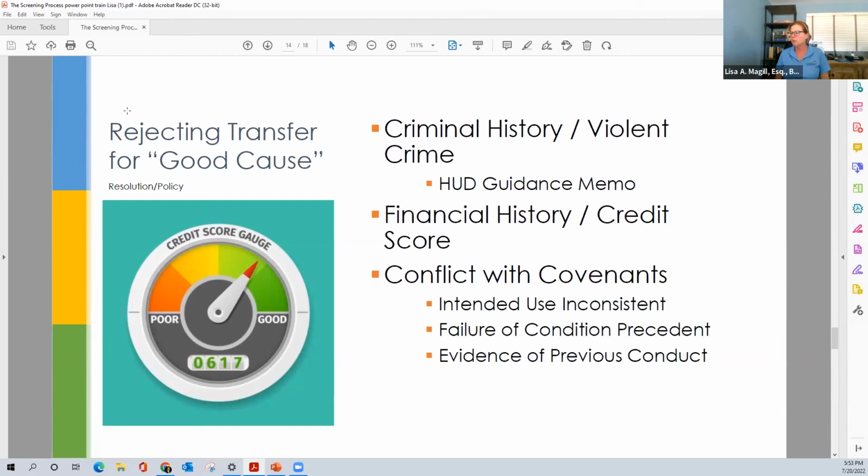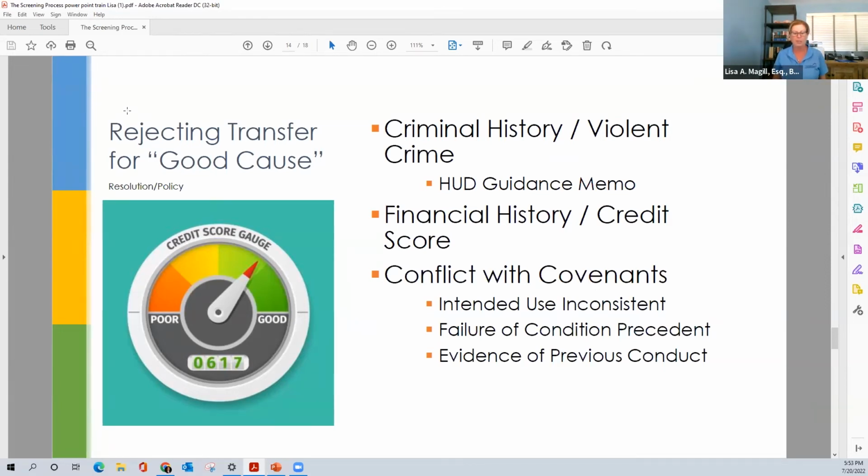And conflicting with the covenants, that's basically what I said. Intended use is inconsistent with the governing documents. They want to run a meth lab from your condo unit. No, again, they're not going to say that on their application. But failure of a condition precedent: do you have a 10% down payment requirement?